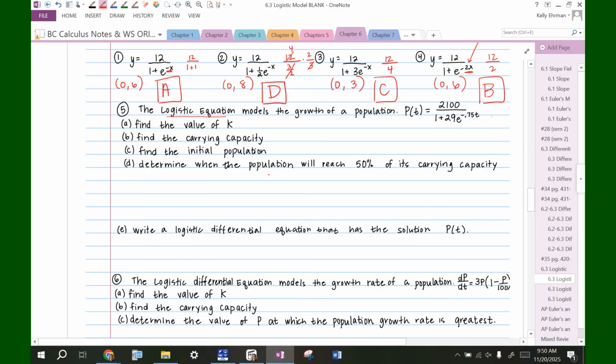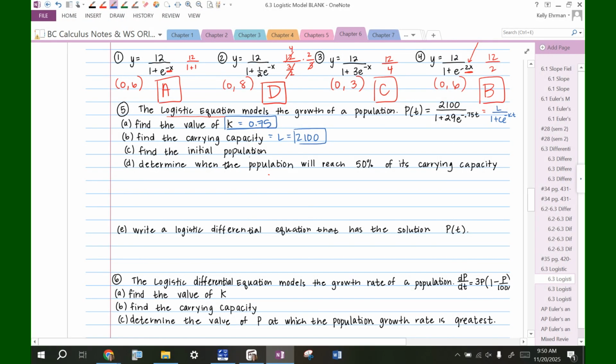Remember, this is an equation that you need to have memorized. In general, this equation is carrying capacity L over 1 plus C e to the negative KT. So I can see that K, it's not negative 0.75. The formula is negative KT. So K is just positive 0.75. The carrying capacity is L, and I can see that's the numerator here, 2,100. I don't think we have any context to this problem, so no labels.